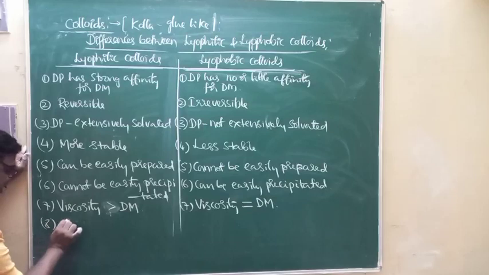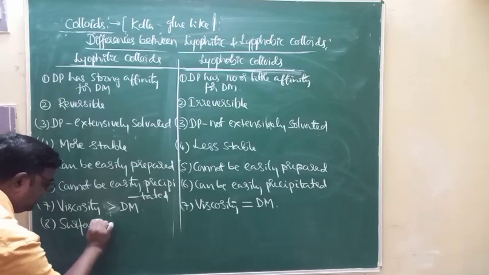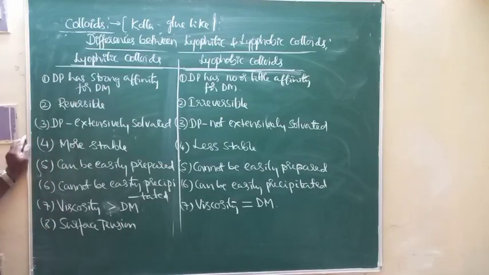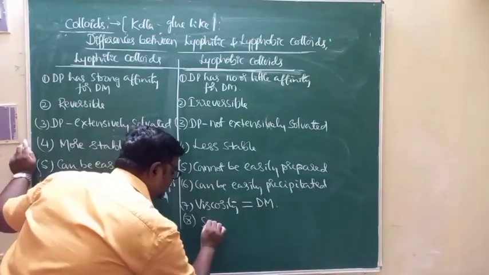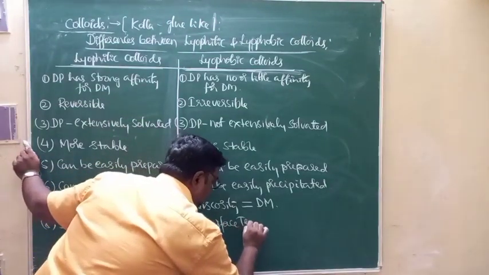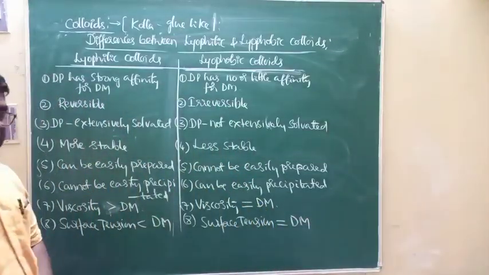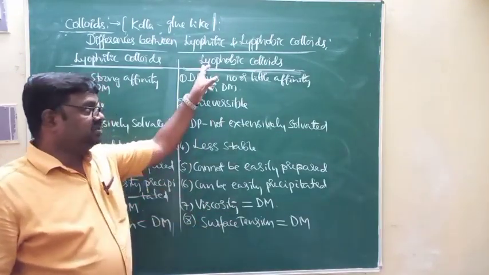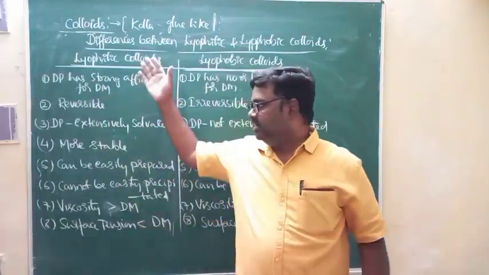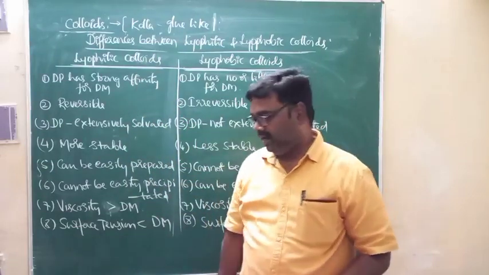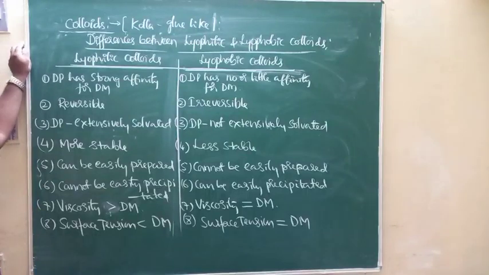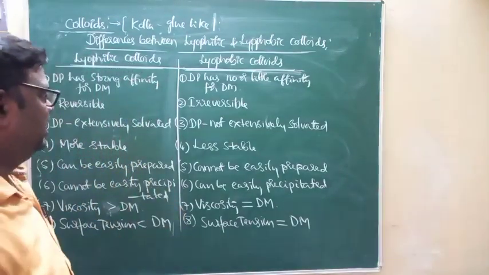And as far as the eighth difference is concerned, surface tension of lyophilic colloids will be less than that of the dispersion medium. Here, the surface tension of lyophobic colloids will be almost similar to that of the dispersion medium. Once again, the reason is there is a weak interaction between dispersive phase and dispersion medium. So this is what we call the differences between lyophobic and lyophilic colloids. If you remember at least 3-4 differences correctly, you can easily get 3 marks.